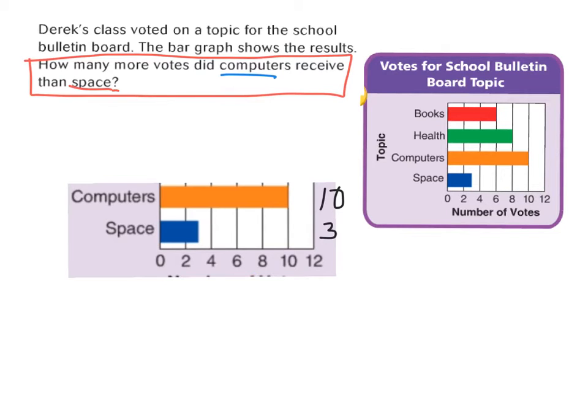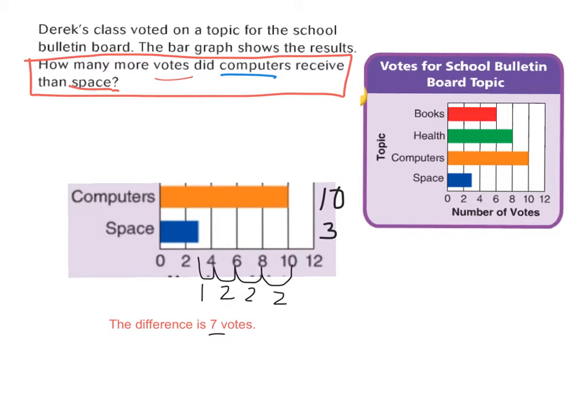So counting back from computers to space, we would end right here. So this would be 2, 2, 2, and just 1. And now we can count back. So that would be 2, 4, 6, and one more is 7. So the difference would be 7, or in this case, 7 votes.